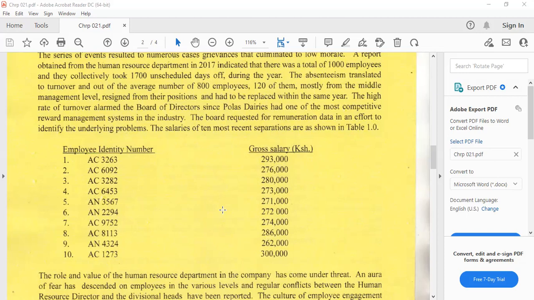The high rate of turnover alarmed the board of directors, since Paula's Dairies had one of the most competitive reward management systems in the industry.